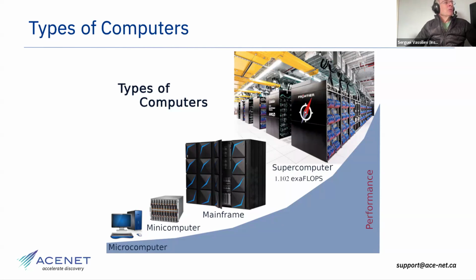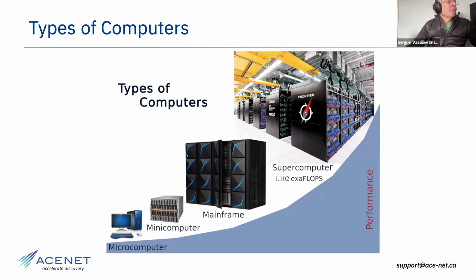Currently, the most powerful supercomputer is Frontier, shown in this slide. It has achieved a performance of 1.1 exaflops. And 1 exaflops is a quintillion, or 10 to the 18th power, double precision floating point operations per second.